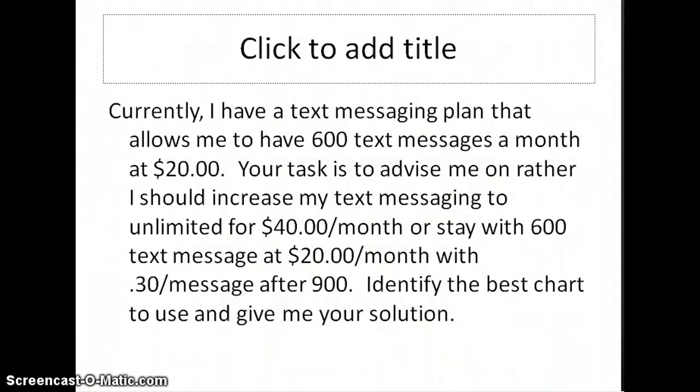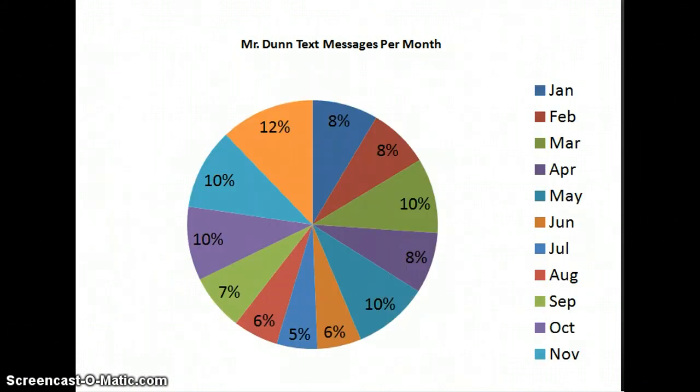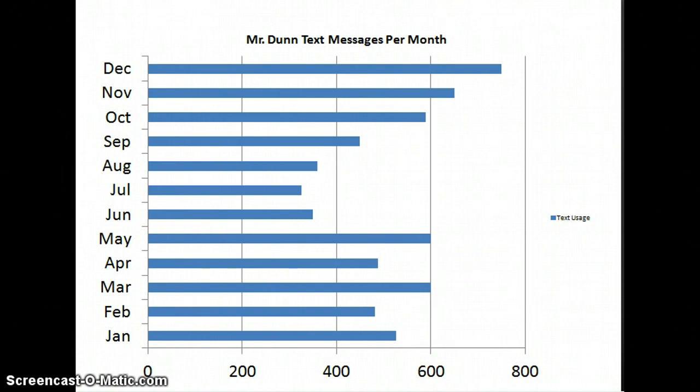Now, here's an example I want you to look at. Currently, I have a text message plan that allows me to have 600 text messages a month at $20. Your task is to advise me on whether I should increase to unlimited for $40 a month, or stay with the 600 text messages at $20 a month with a 30-cent charge per message after 900. Identify the best chart to use and give me your solution. And here are the three examples: a line chart, a pie chart, and a bar chart. Write your answer down on your paper.